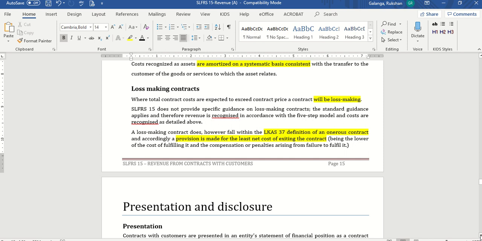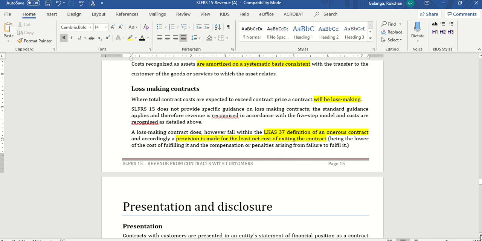Because we are getting good cash into our hands. When 100 million, 200 million, 500 million projects come, they don't consider much whether it is a loss or a profit. They accept it because they are getting huge cash flows. Right? So what happens in loss making contracts? How do we recognize revenue in relation to a loss making contract?